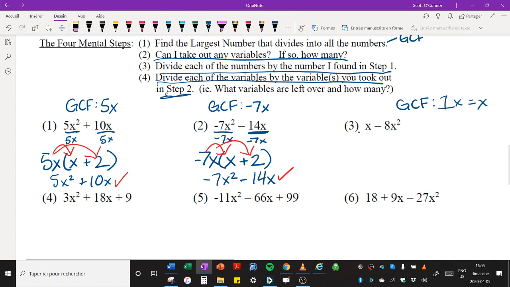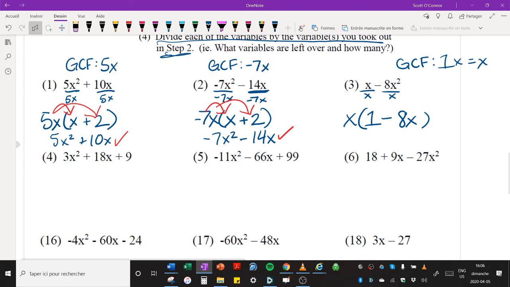And so I'm going to put x on the outside of my brackets here. X times what, oops, let me write it down here, and then we're going to divide everything by x. We do x divided by x, and what do we get? We get 1. And if we do negative 8x squared divided by x, we get negative 8x.